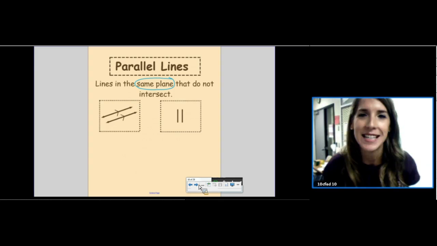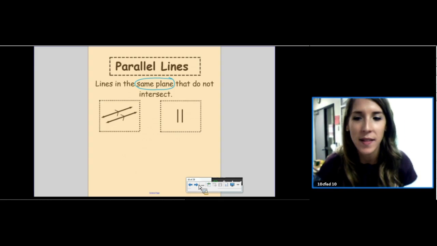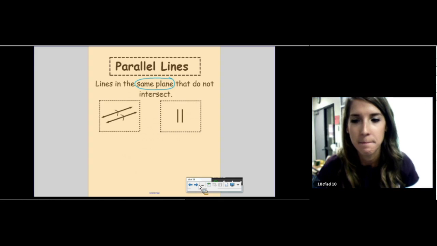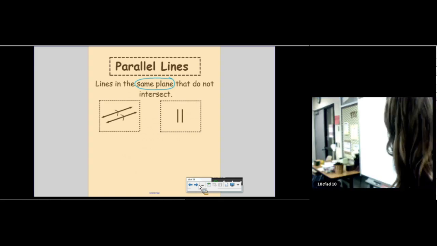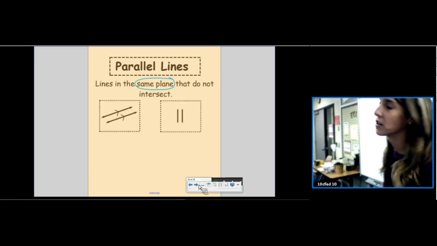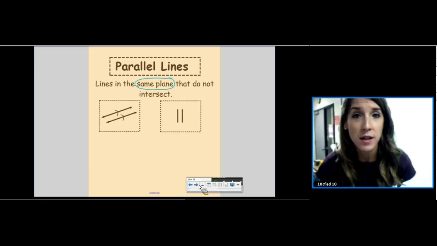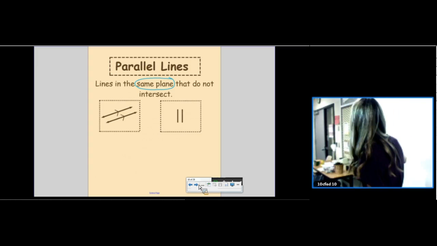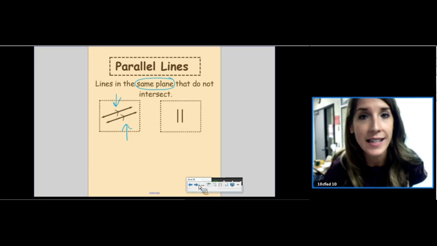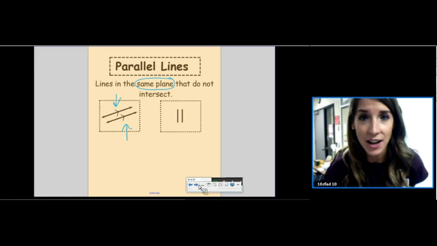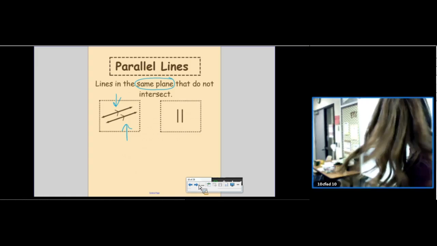Parallel lines. Lines in the same plane that do not intersect. What's the fancy word for lines in the same plane? Coplanar. Good. So they're coplanar lines that do not intersect. When I want to show that two lines are parallel in a diagram, I add arrows to them. See those arrows on those lines? That means that they actually are parallel. And then this is the symbol we use.